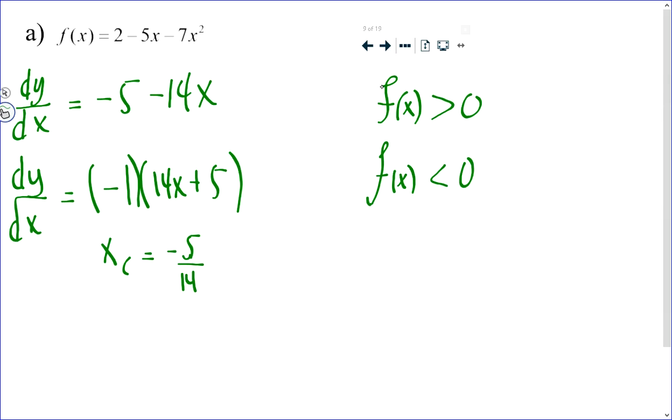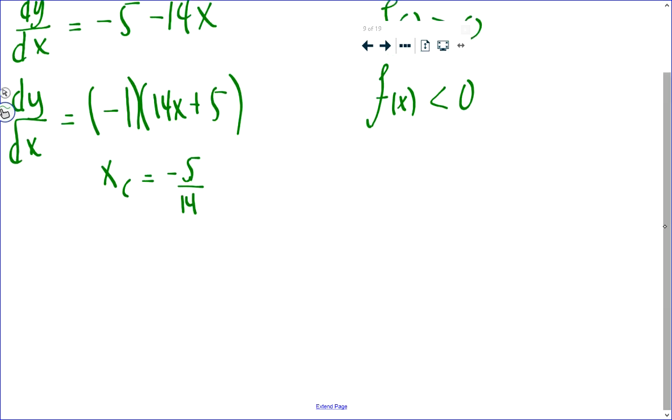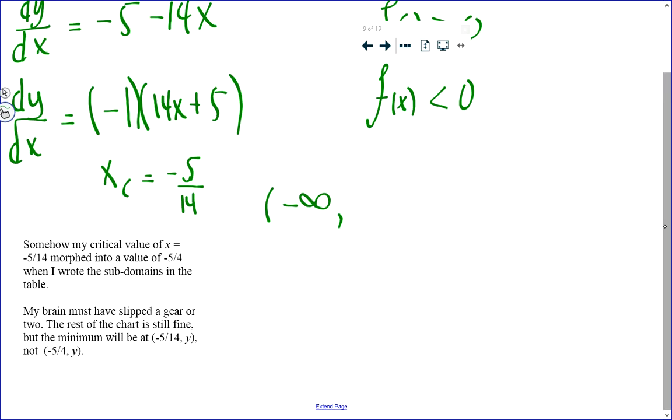So now what we're going to do is something that we've already done with motion problems. We're going to make a derivative chart. I'm going to break up the domain that goes from negative infinity up to infinity into a domain that goes from negative infinity to negative 5/4 and from negative 5/4 to positive infinity.